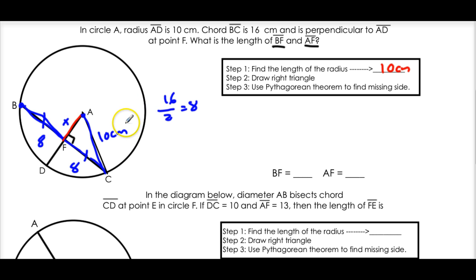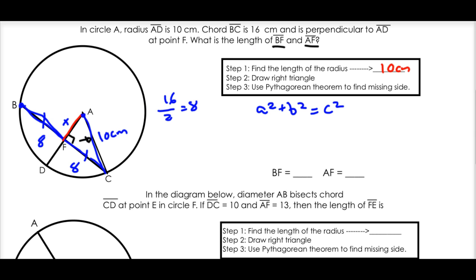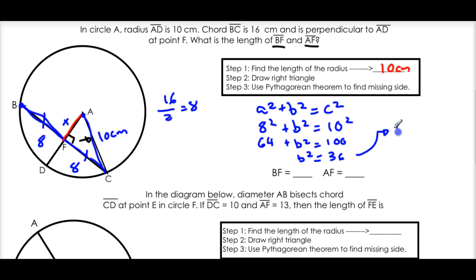I sure can. All I have to do is use the Pythagorean theorem, which is a squared plus b squared equals c squared. So what's my radius? Well, it's always across from my 90-degree angle, so my radius would be 10. And now I just have to plug in. 8 squared plus b squared equals 10 squared. 64 plus b squared equals 100. B squared, I'm going to subtract 64 from both sides, gives me 36. So my b is equal to, when I take the square root, 6. X is equal to 6. Good, so I solved my problem.